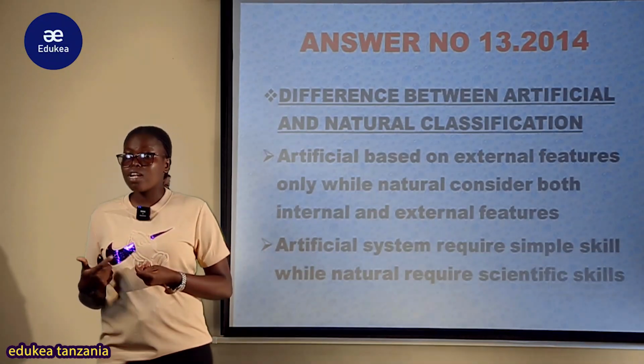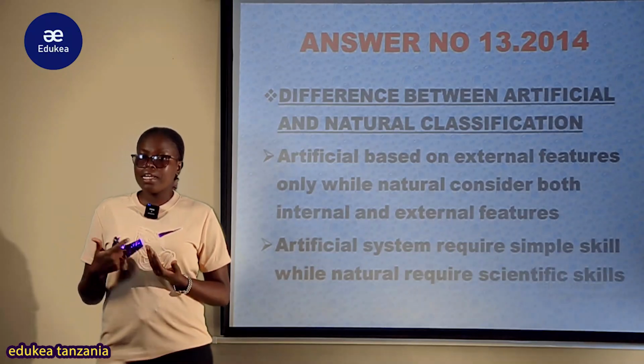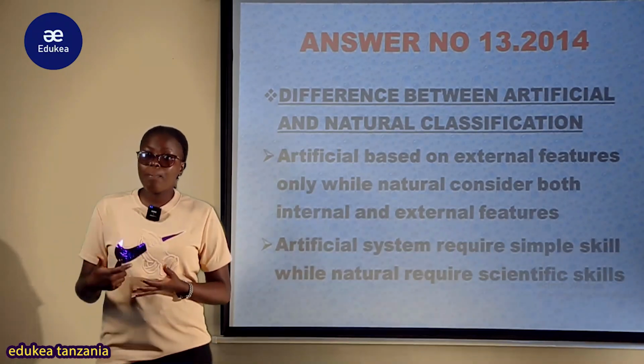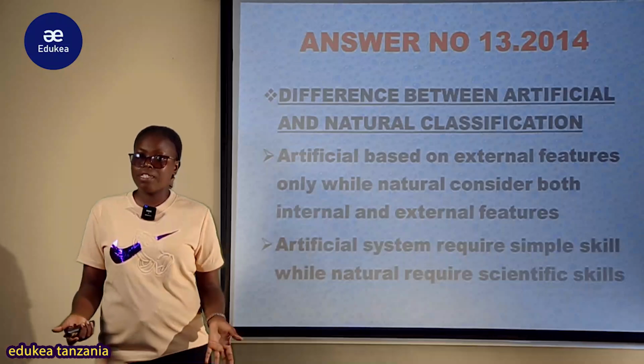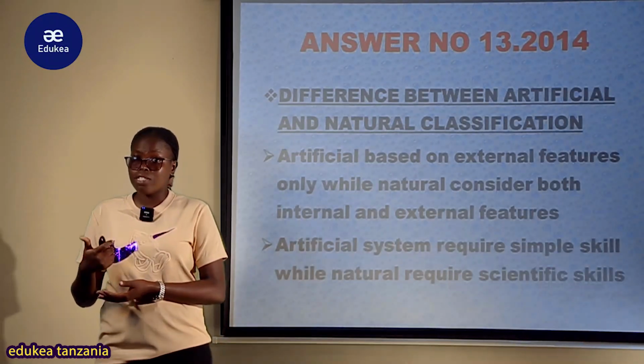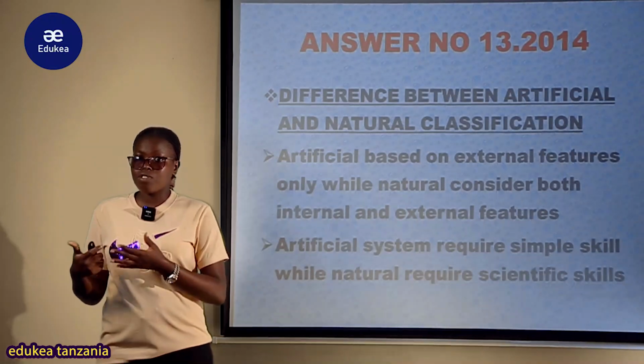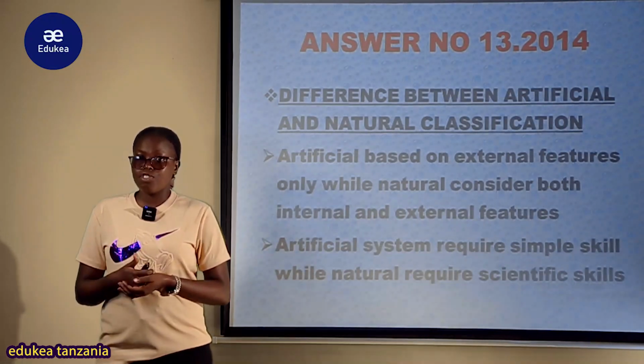It needs skilled personnel who are well equipped with the classification knowledge. Lakini katika artificial, any person, anybody can perform it. There is no need of having the classification skill knowledge to perform the artificial classification system. That is the difference existing between these two types of the classification system.